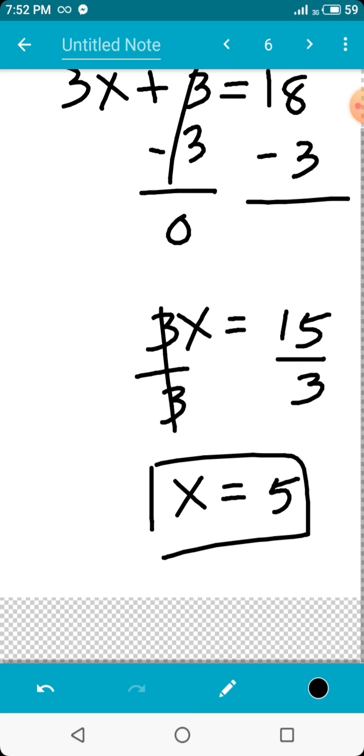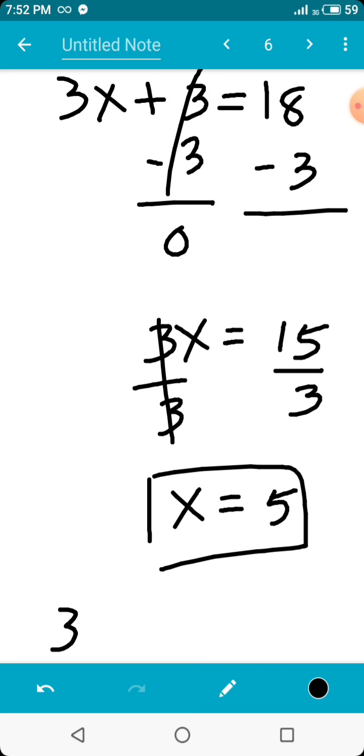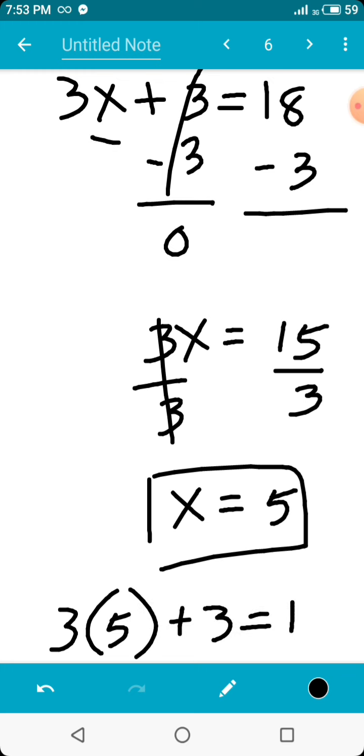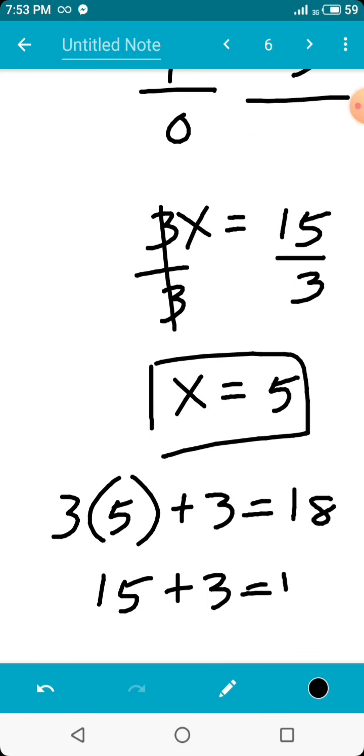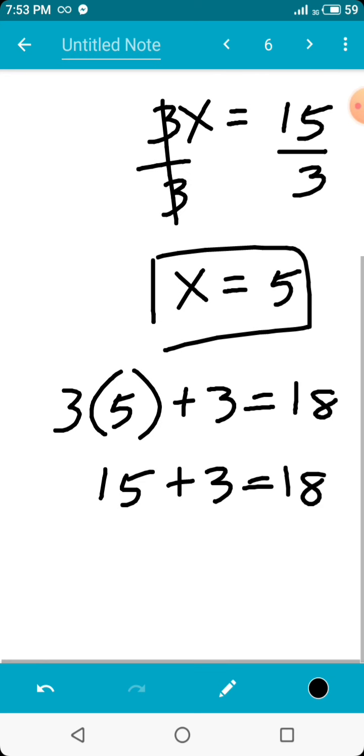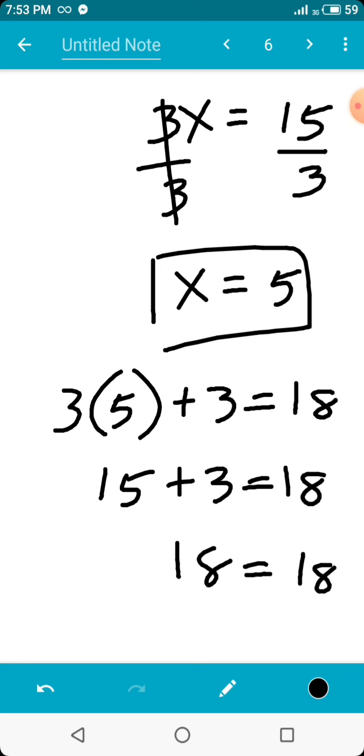So, i-plug natin yan. So, we have 3x. So, 3 times 5, kasi yun yung value ng ating x, plus 3. So, 3 times 5, that's 15. So, pag pinag-plus na natin yung 15 tsaka 3, that's 18. So, dahil equal sila, ibig sabihin, tama ang nakuha nating value ng x, which is 5.